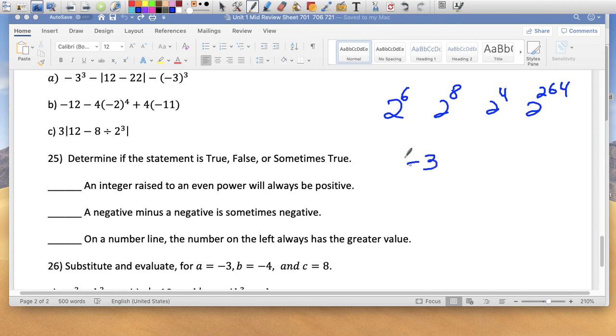What if I take a negative number? Negative 3 to the 6. Does that give me a positive answer? Yes. Negative 3 to the 1,280th power. Does that give me a positive answer? Yes. So, just by trying it out, this is true.